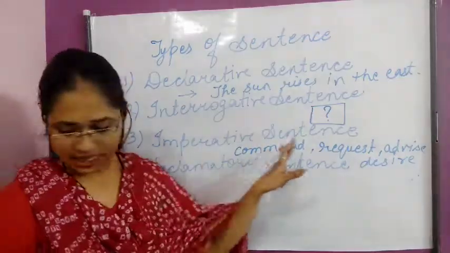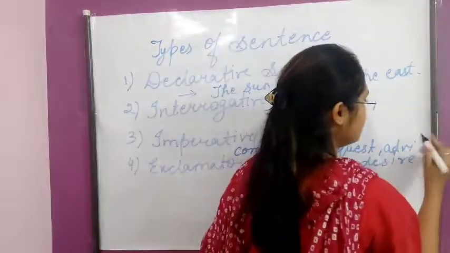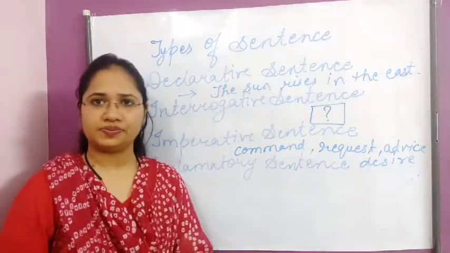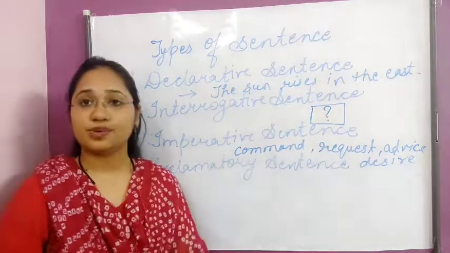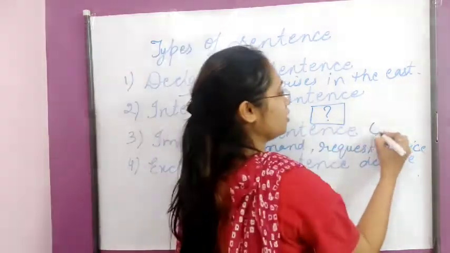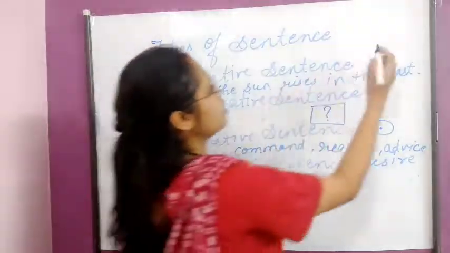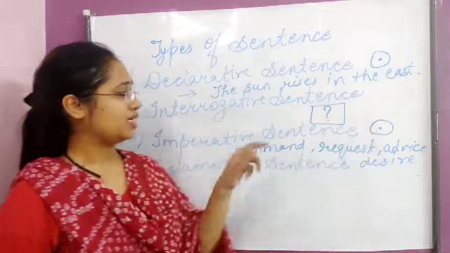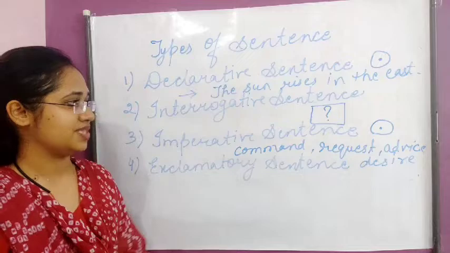Four, command, request, advice and desire. For the command, like if I'm saying keep quiet, sit down, these are the words which say command. These sentences end with a full stop. Here we can see that this one ends with the question mark. But the thing is we have to give a command, like keep quiet. This is the imperative sentence.